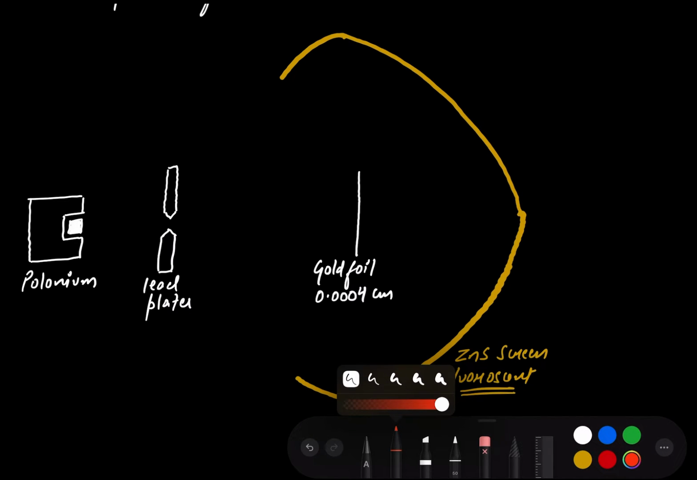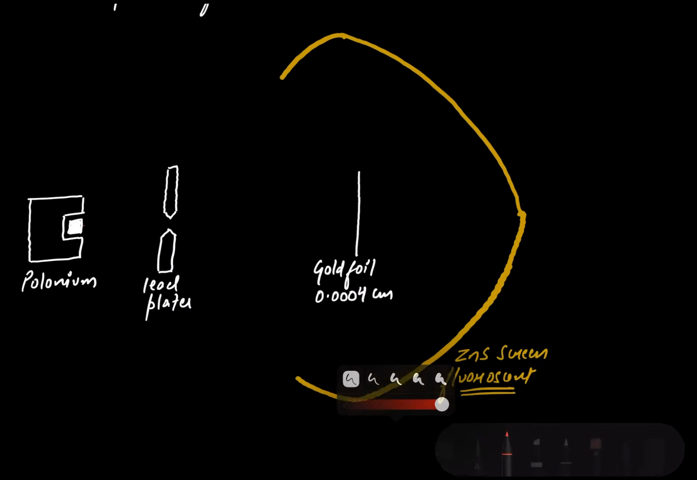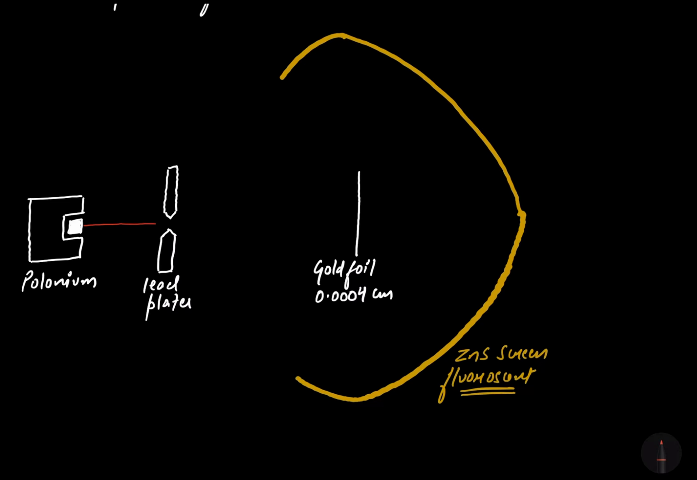What will happen? That polonium will emit the alpha particle, and that beam of alpha particles will be guided by lead plates towards the thin gold foil. So that will be the direction of the beam of alpha particles. Now, when the alpha particle strikes the gold foil, after crossing the gold foil, the alpha particles will strike the zinc sulfide screen over here, and they will produce scintillations, the flashes of light over here.